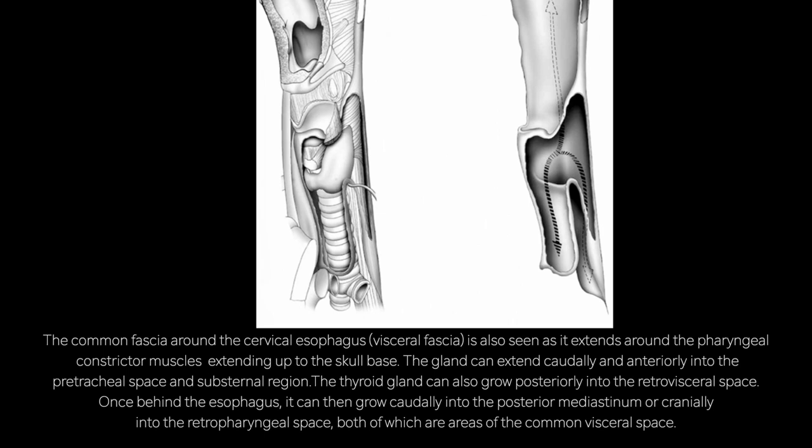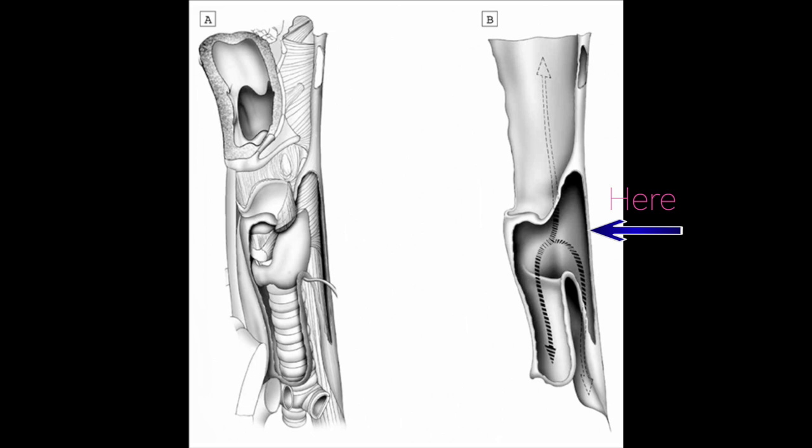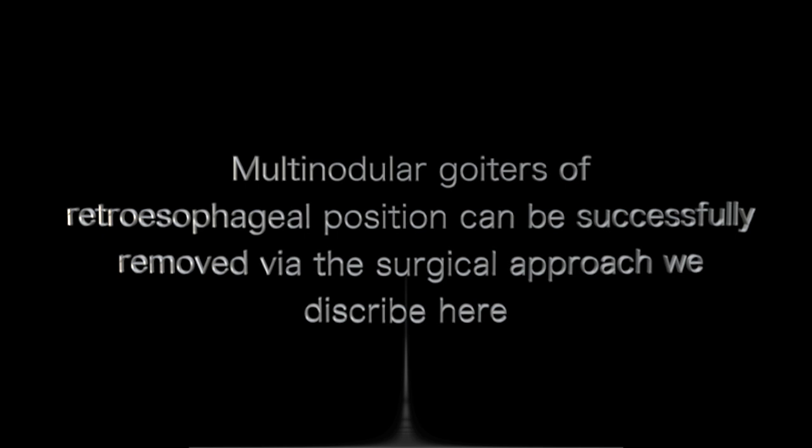Once behind the esophagus, it can then grow caudally into the posterior mediastinum or cranially into the retropharyngeal space, both of which are areas of the common visceral space. Here. Multinodular goiters of retroesophageal position can be successfully removed via the surgical approach we describe here.